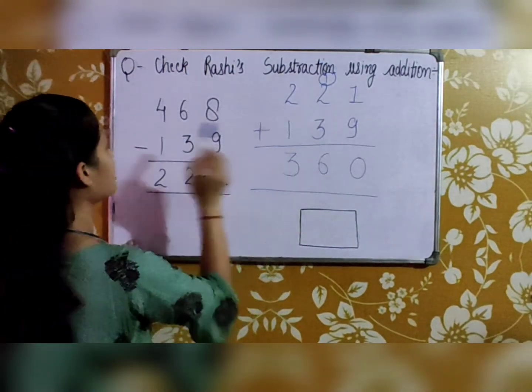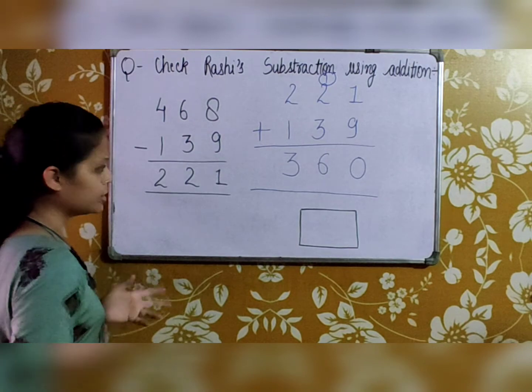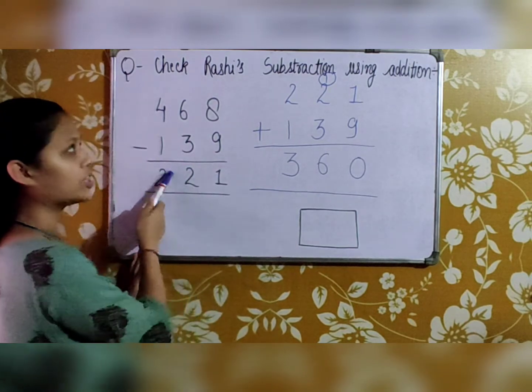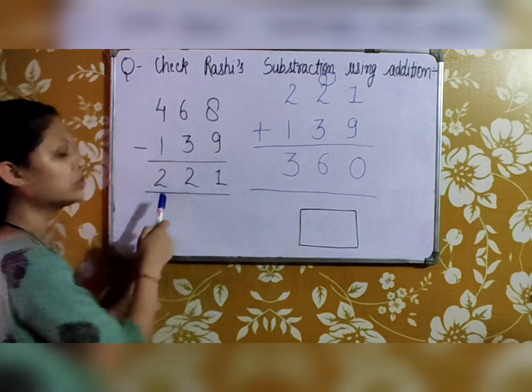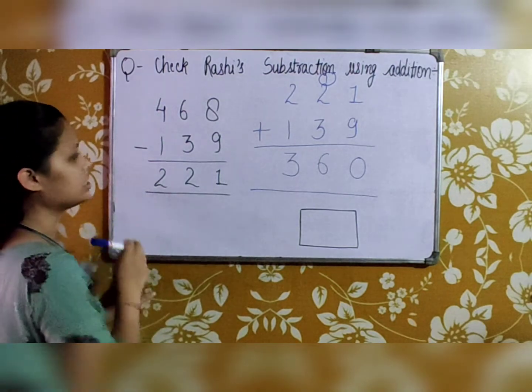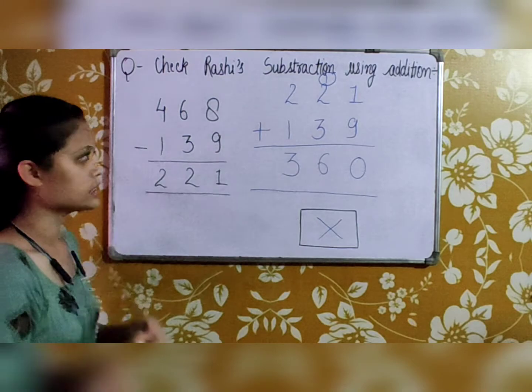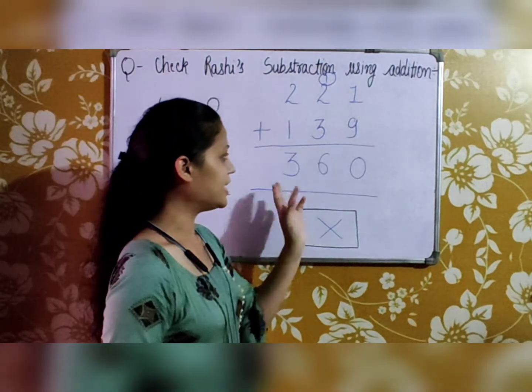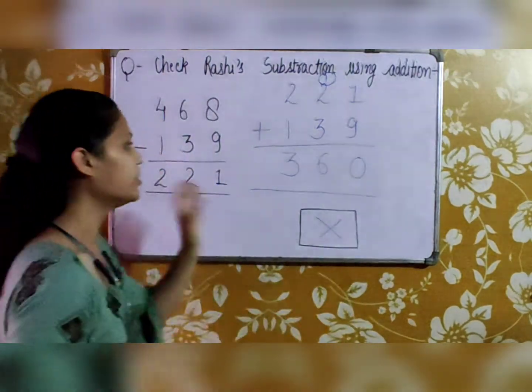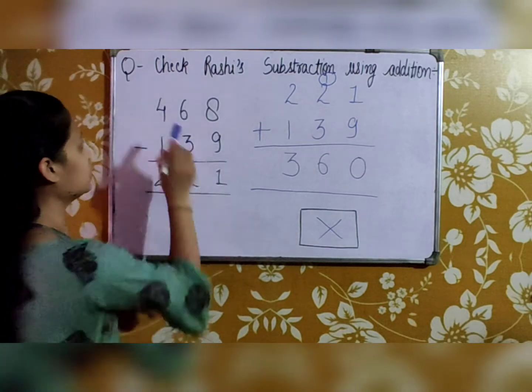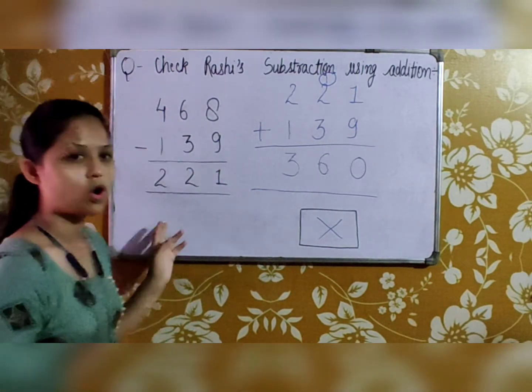So is it coming equal to 468? No, it is not. So it means the subtraction is wrong. Rashi has done the wrong subtraction here. So we will cross it, because by adding we are getting the answer 360, but Rashi has done subtraction, so the subtraction is wrong.